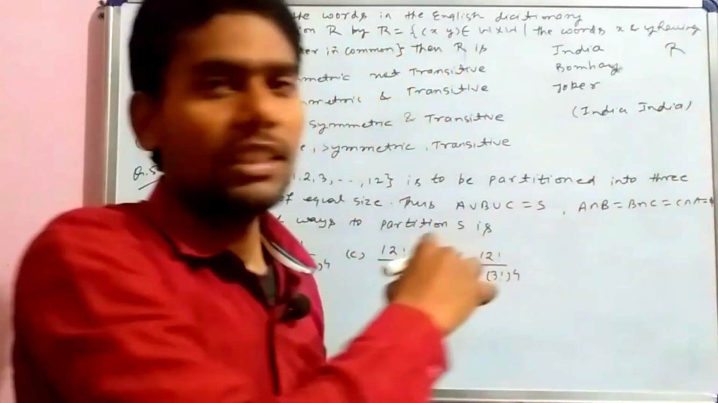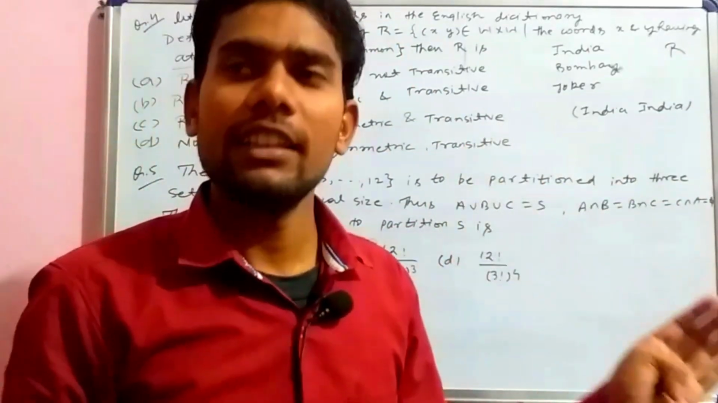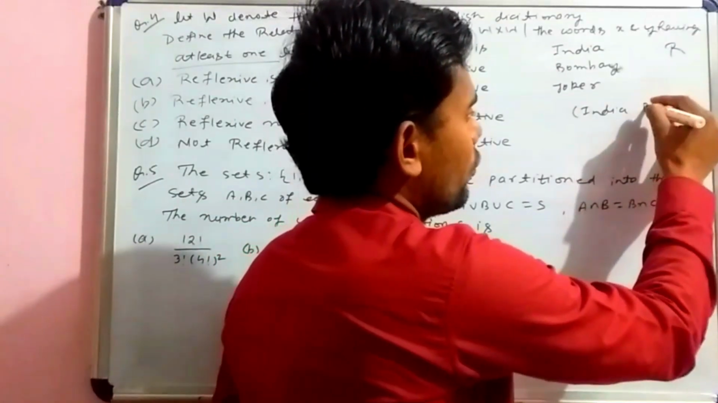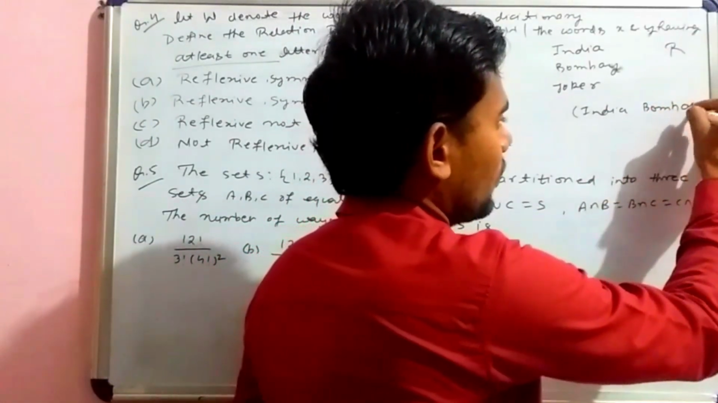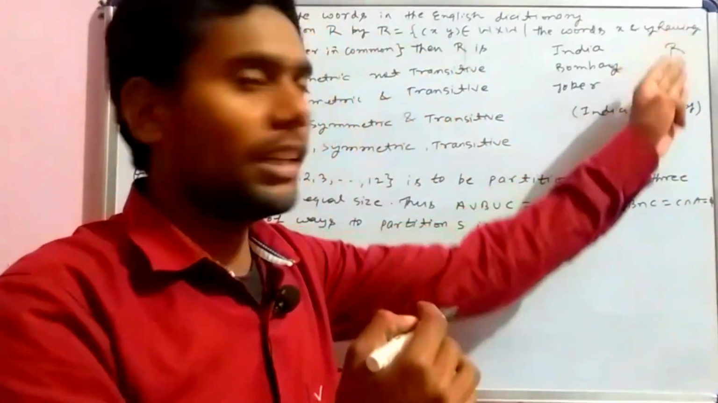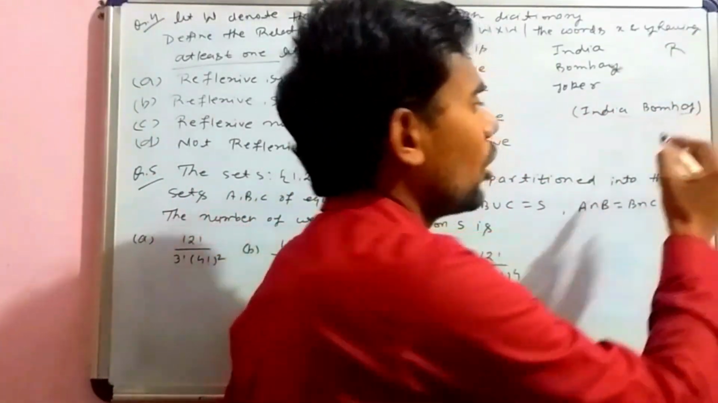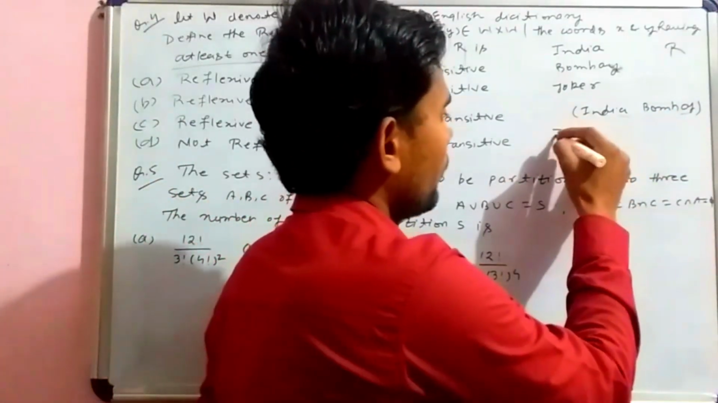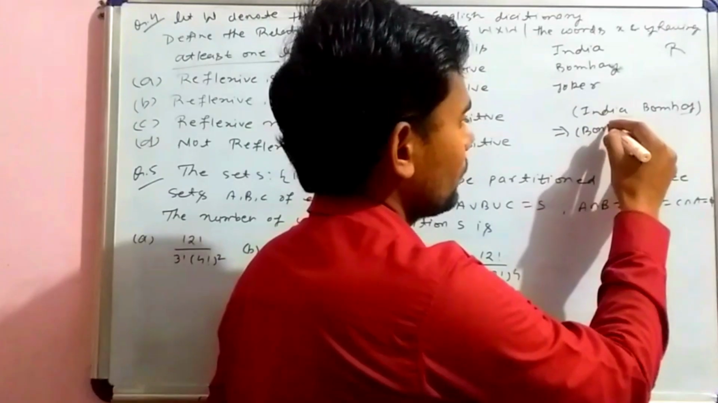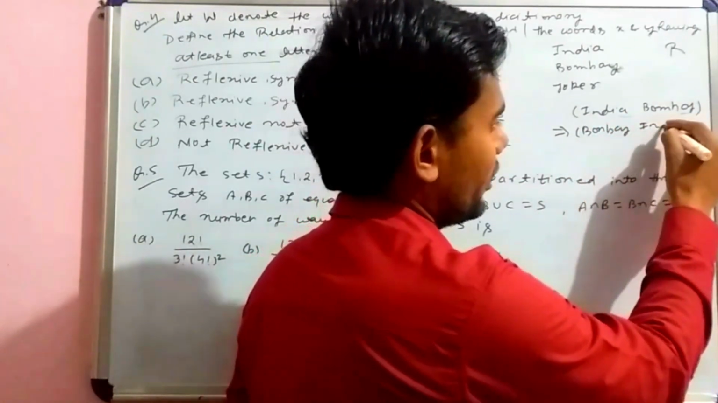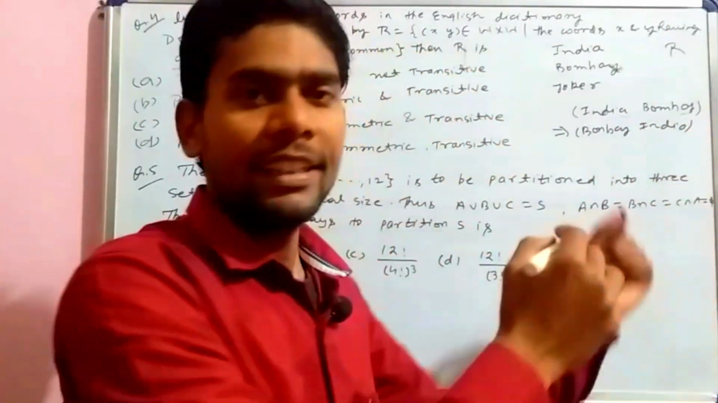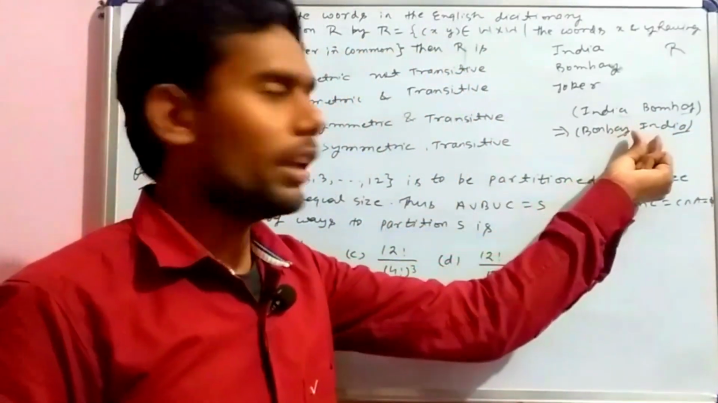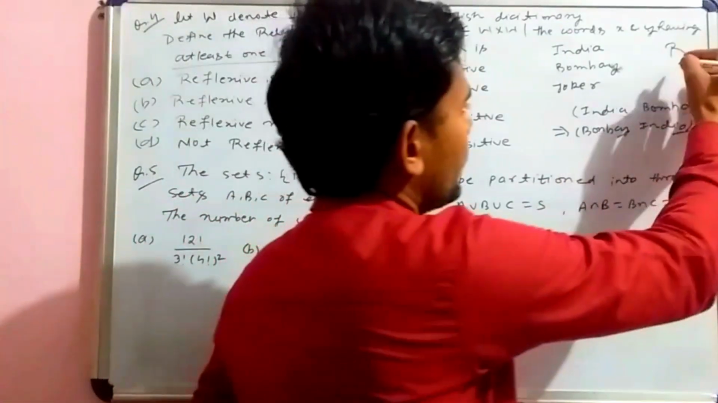Next, symmetric means if x is related to y, then y is related to x. If we choose India and Bombay, they have at least one letter in common, A. If India is related to Bombay, then Bombay is related to India. So it is reflexive and symmetric.